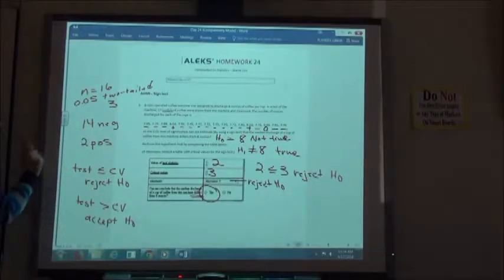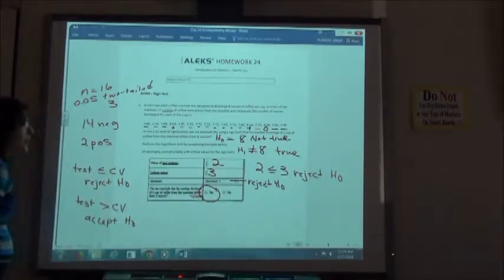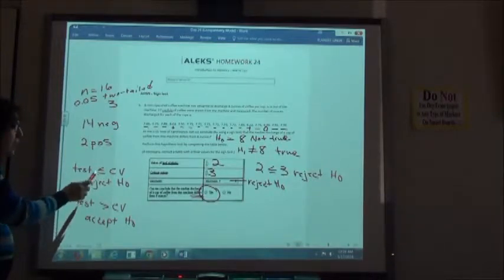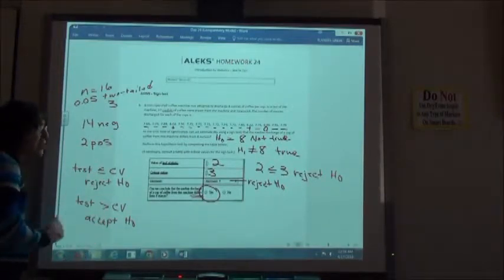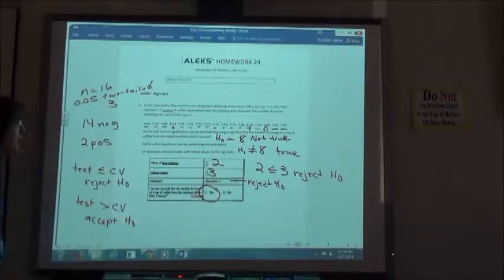So basically just going to put your signs in there, count them up. How many negatives, how many positives, whichever number is lower is your test statistic. We're going to look up the critical value on the table. We're going to make the decision. If it's less than or equal to, we reject it. If it's greater than, we accept it. And then we can answer our question.